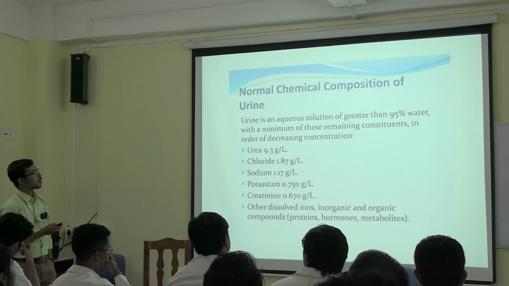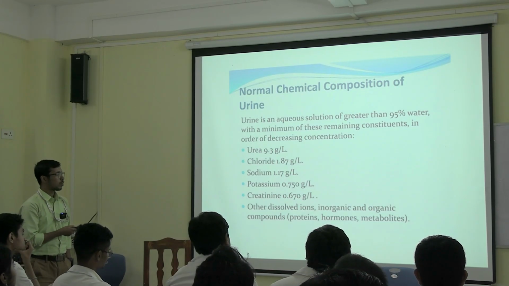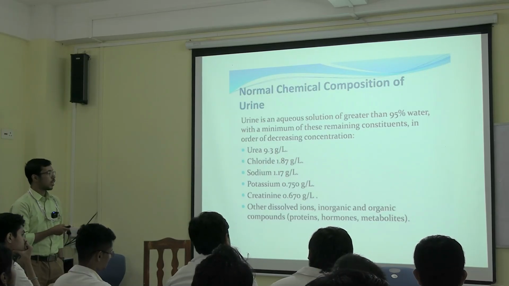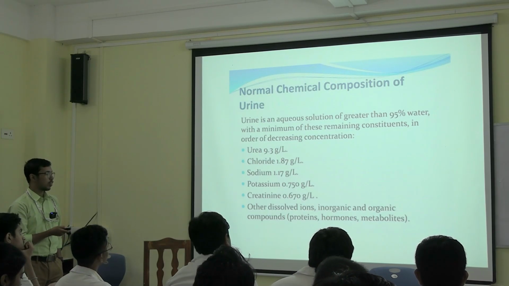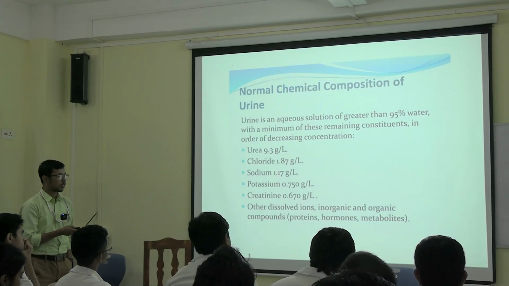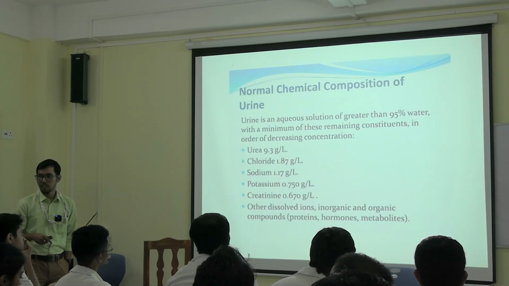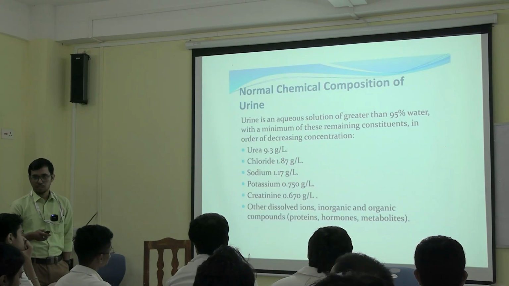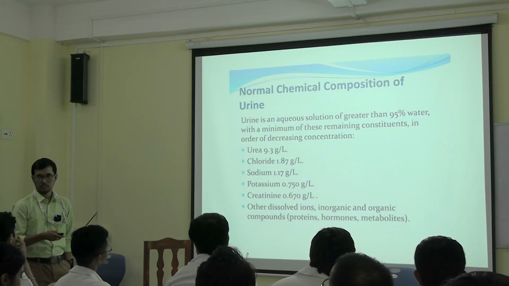The normal chemical composition of urine: normally you can find urea, chlorine, sodium, potassium, creatinine, and other dissolved inorganic and organic compounds like proteins, hormones, metabolites. Excreted drugs are also found. Some medicines get metabolized in the liver, some are excreted in the kidneys.